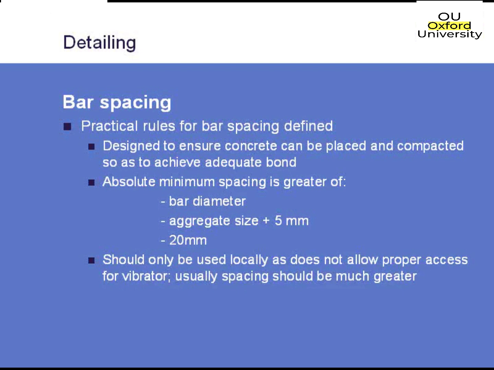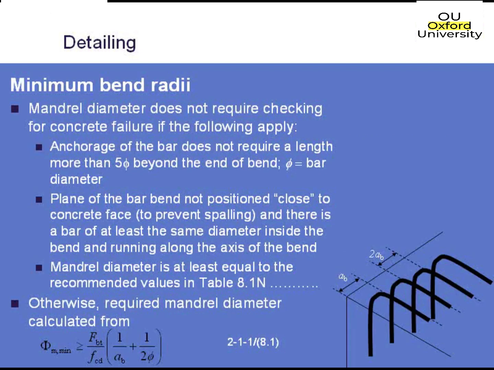There are also some requirements given for the minimum bend radii of the section. Basically, this section states that the mandrel diameter does not require specific checking for the concrete failure, providing that you comply with these 3 requirements. The first is that the anchorage of the bar does not require a length more than 5 times the bar diameter beyond any length of the bend.